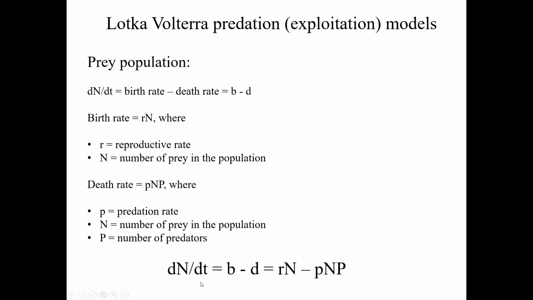So this is our substitute for the logistic equation now. It's dN/dt equals rN, that's the birth rate, minus pNP, the death rate. So we've used some of the ideas in the logistic equation, but we haven't tried to modify it directly. We've extracted those ideas. We just got a birth rate and a death rate. The birth rate is rN. The death rate is pNP. Well, what can we do with that?